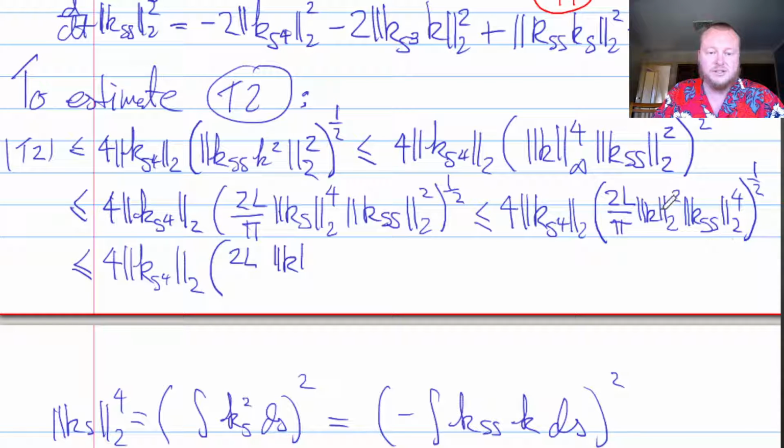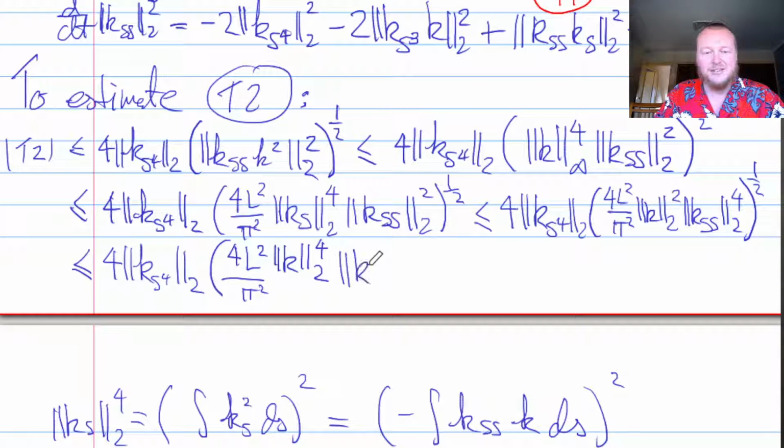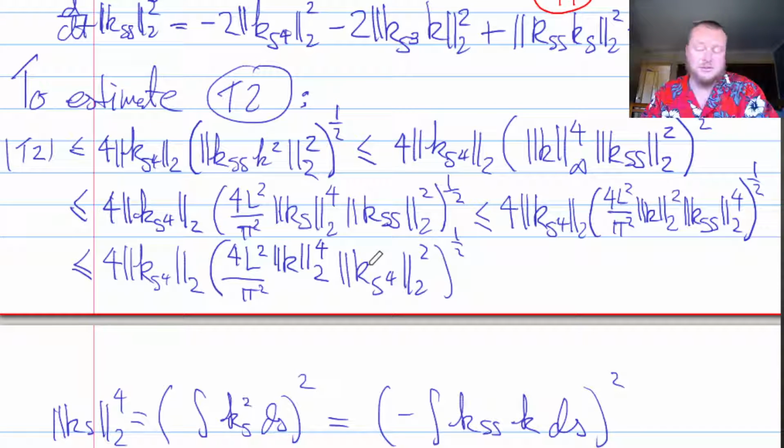I still haven't fixed up this 2L over pi. Anyway, I'll fix it up in a second. You get, okay, we've got another power of the curvature in L2, which is fine. Now I fixed it. 4L squared over pi squared. Good. And then you have KS4, but now the power is not 4, the power is 2. Good, and this is where I was up to.